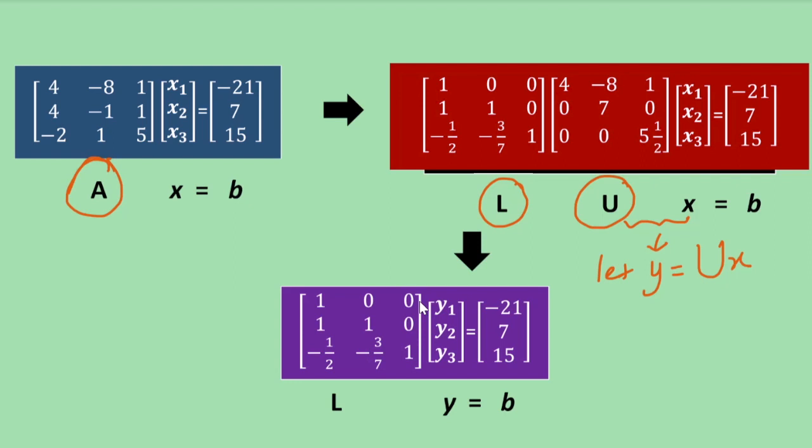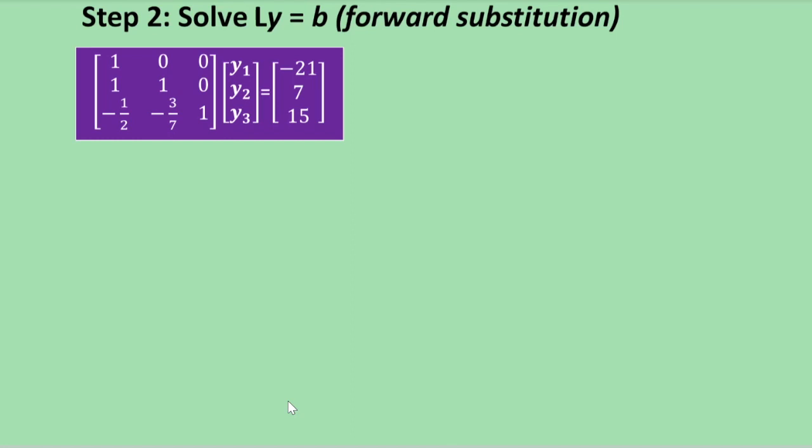Since we already have the value of matrix L, and we have the values of matrix B, we could solve matrix Y. And we could find the values of Y1, Y2, and Y3. So step number 2 in the LU decomposition method is to solve the equation LY equals to B using the forward substitution technique. And this is very easy. I'll show you how. You would take the first row, multiply with matrix Y, and here we would have Y1. Y1 would be negative 21.